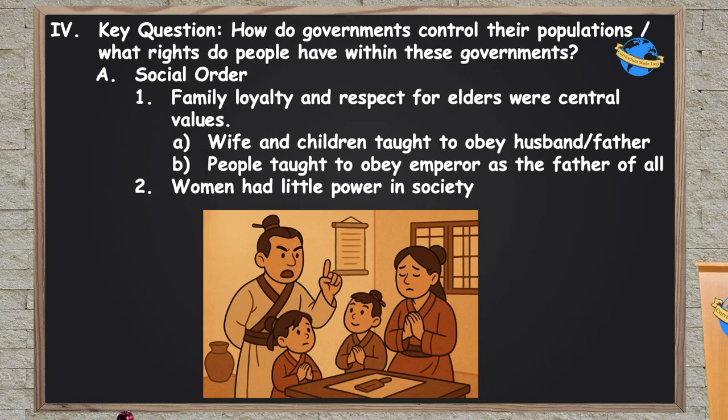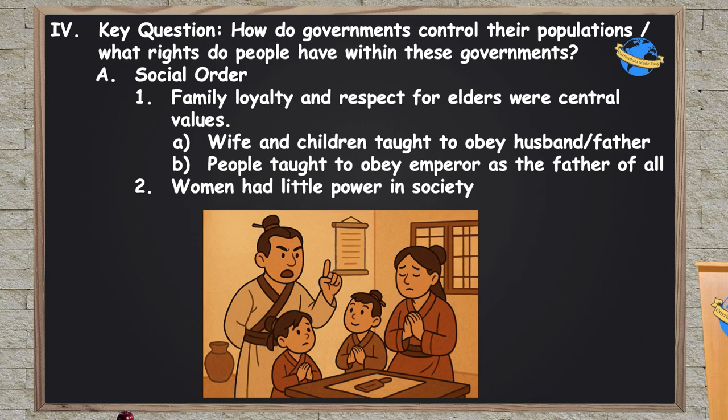One of the main tasks of government is to maintain what we call social order. Social order simply means keeping everything from getting chaotic, keeping things predictable. In China, social order, government, and family life are deeply interconnected. Each individual family was considered like a building block of the entire government itself. And at the head of each of these building blocks was the father, right? So family loyalty and respect for your elders, especially male elders, was extremely important.